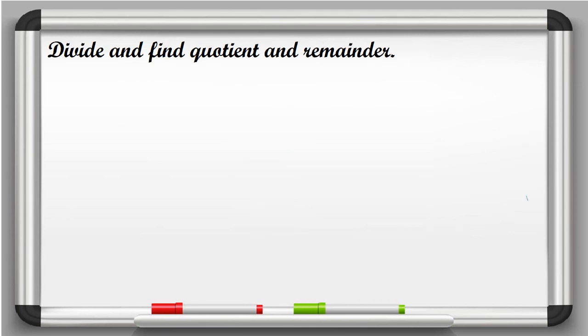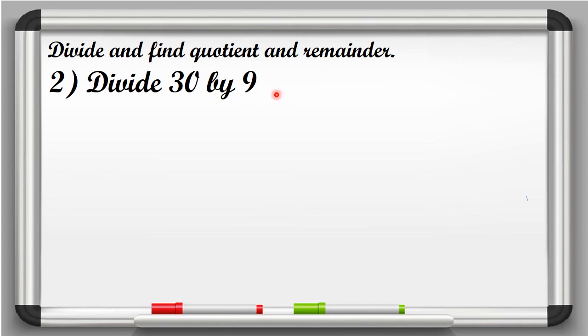Clear? Now in question number 2, it is given divide 30 by 9. So here 30 is the dividend. So first of all we will write dividend here, 30. Okay, and 9 is the divisor.